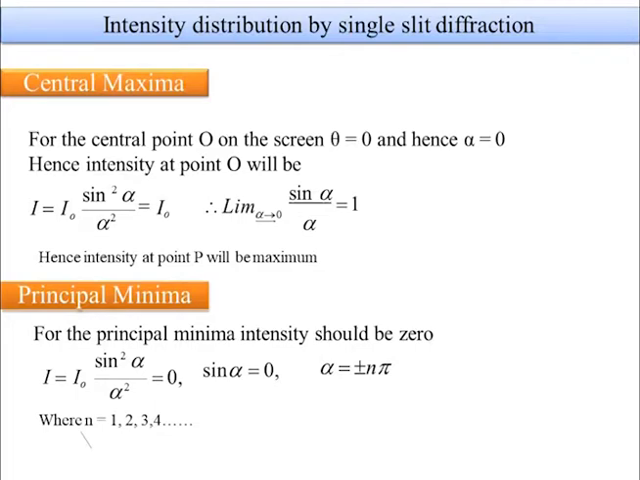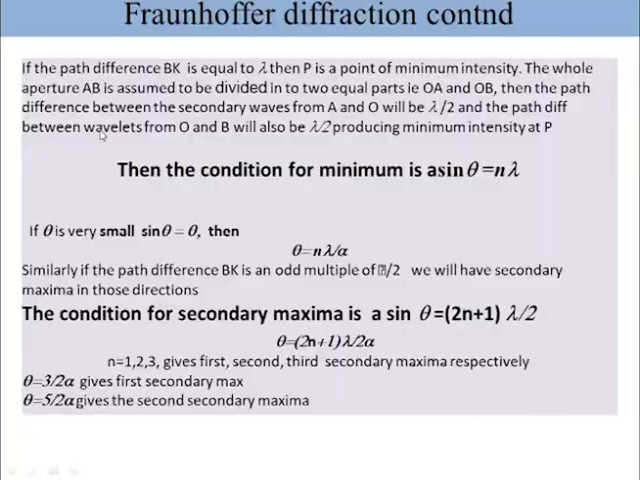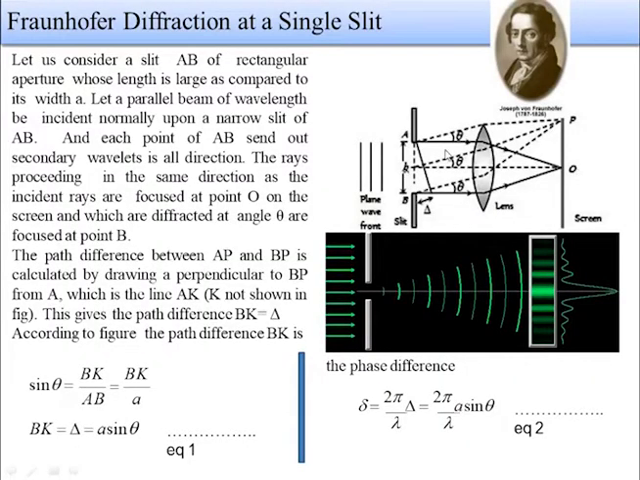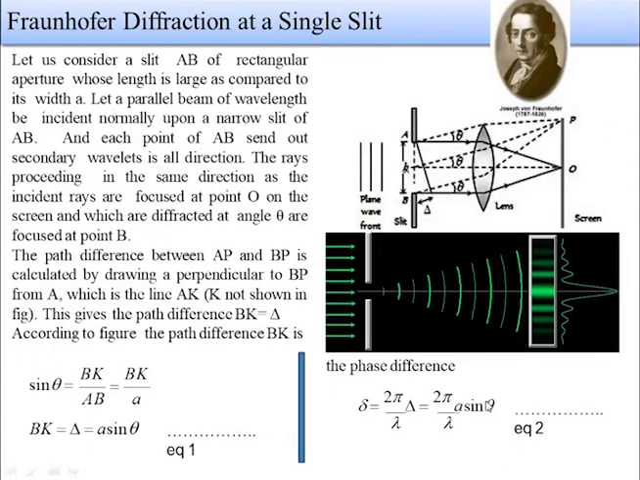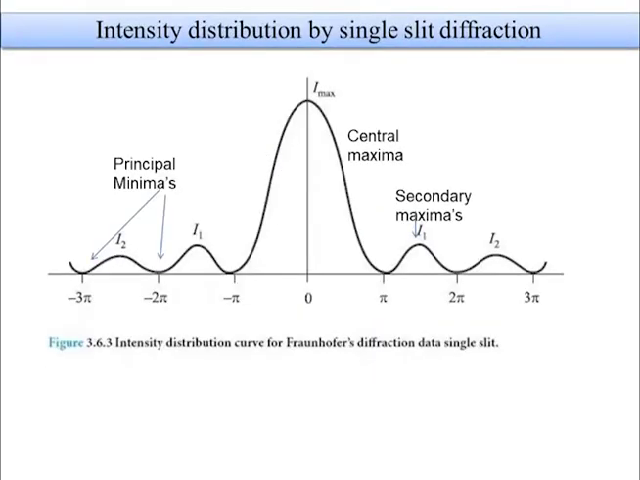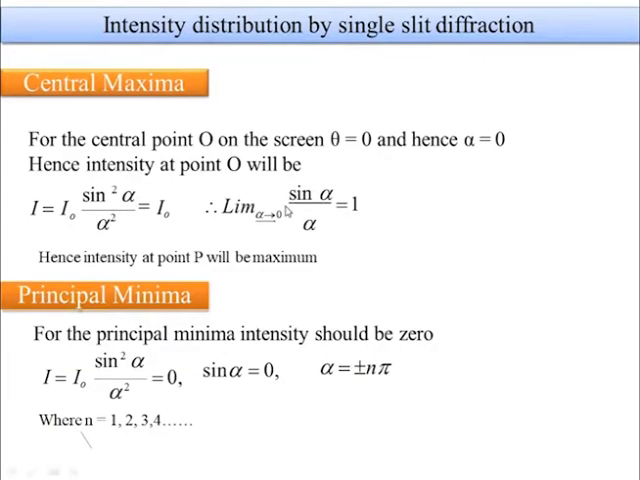Now we will check out the intensity distribution. That is, how the central maxima has the maximum intensity. For the central point O on the screen, theta is 0. When theta is 0, sine theta is 0. Theta is very small, so sine theta can be approximated as theta. When theta is equal to 0, alpha will also be equal to 0, in the limit as alpha tends to 0.